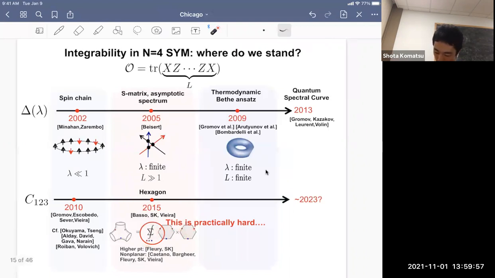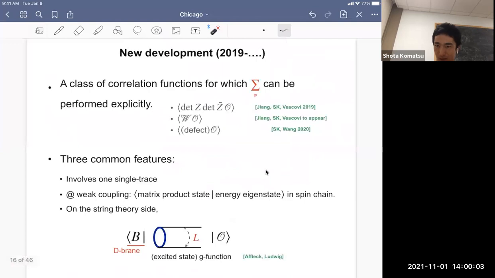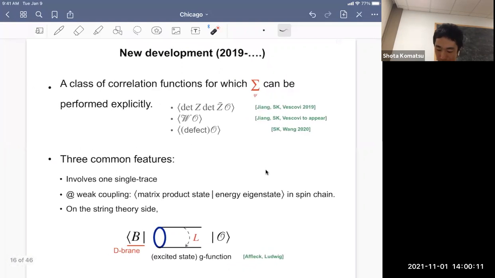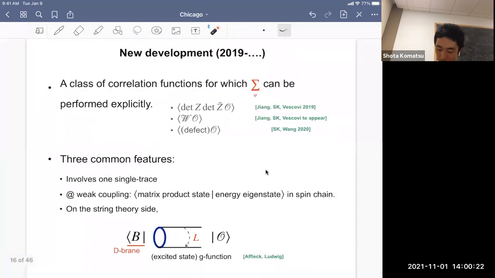So this was the status around 2015. But in today's talk, in the rest of the time, I'm going to talk about the new development which started to happen from 2019. We discovered that there is actually a new class of correlation functions for which this infinite sum can be performed analytically, or sorry, explicitly.